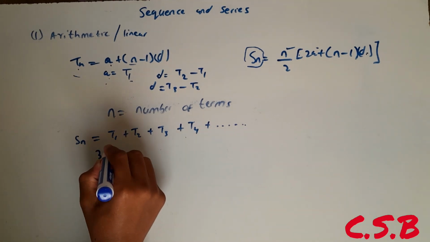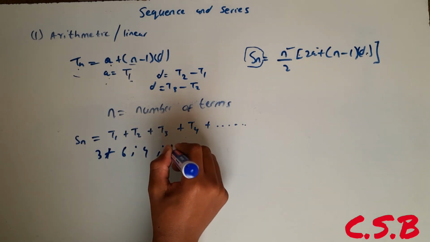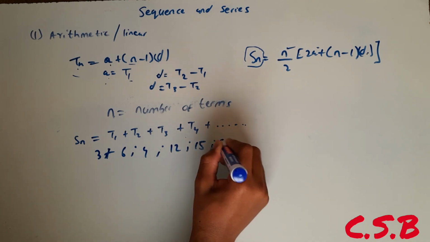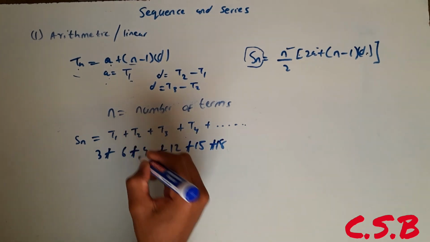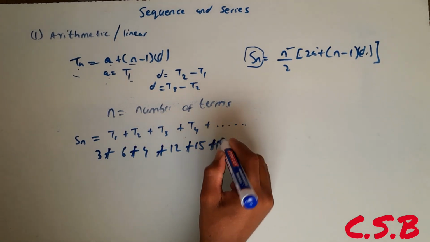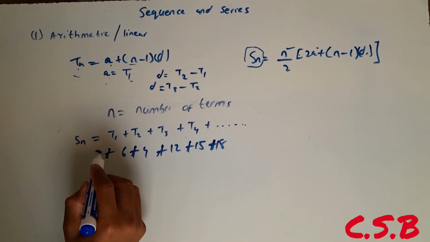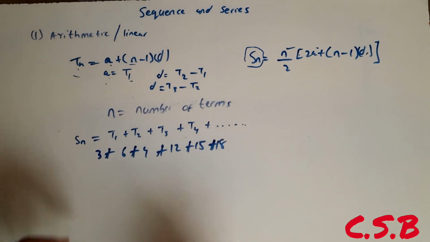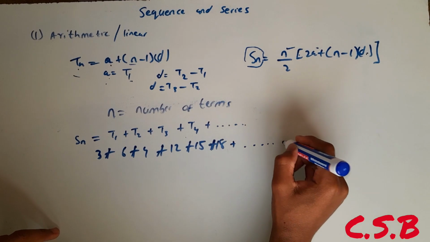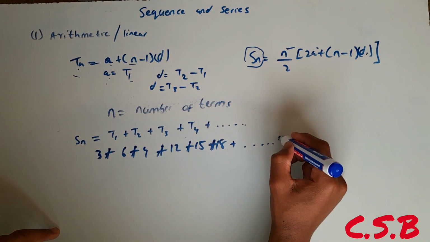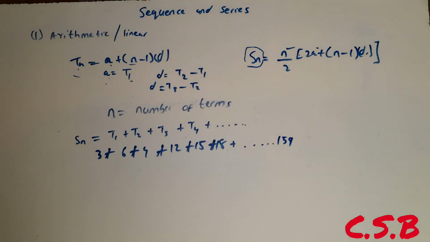So there is a sequence: 3 plus 6 plus 9 plus 12 plus 15 plus 18. Sorry about that, I need to add a plus here. Yeah, sorry for my mess. So this is the sequence, plus, up until 159.